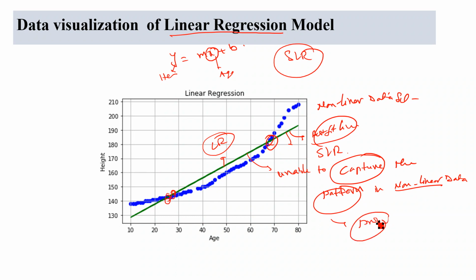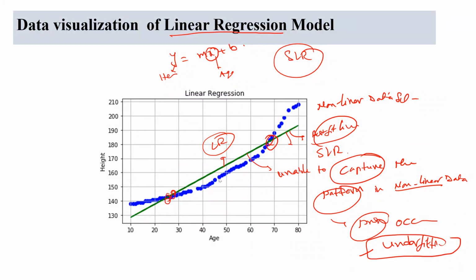One kind of problem that may occur is underfitting. This is a new terminology I am introducing here. So what is underfitting? In upcoming videos I will explain underfitting, overfitting, bias and variance in detail. Here I am not explaining underfitting but just introducing it. Underfitting is one kind of problem in machine learning. Here the model is unable to capture the patterns in nonlinear data. That is underfitting.